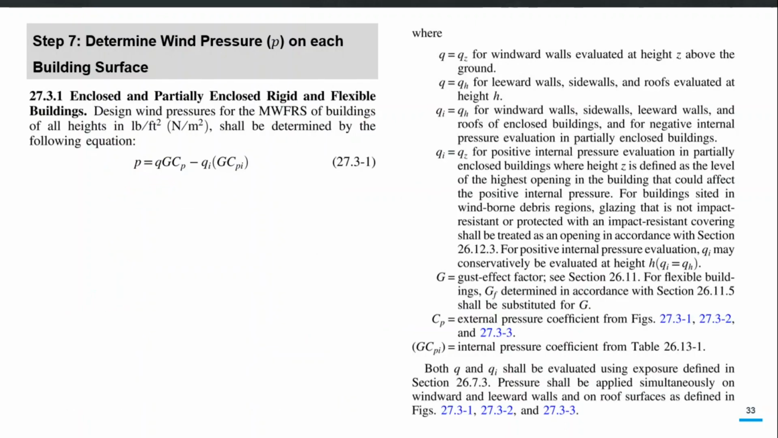So finally we can determine the wind pressure for each building surface. We are in a position now to use this expression finally. q is determined already, G is established already, or determined if the building is flexible. Cp is also calculated or determined from the detailed set of tables available in ASCE 7-16. And similarly GCpi and qi, they all are calculated now. So we can use this expression 27.3-1 to determine this design wind pressure.